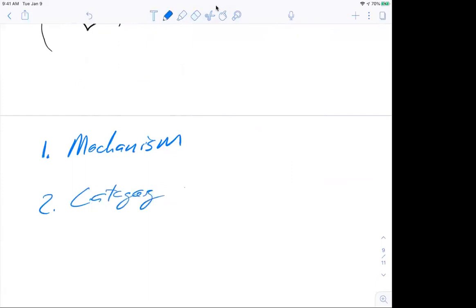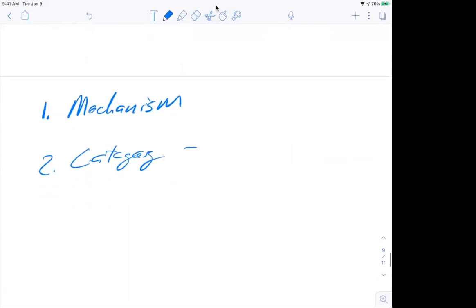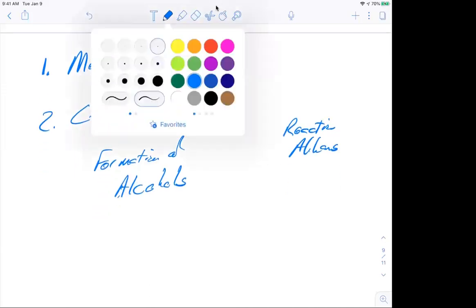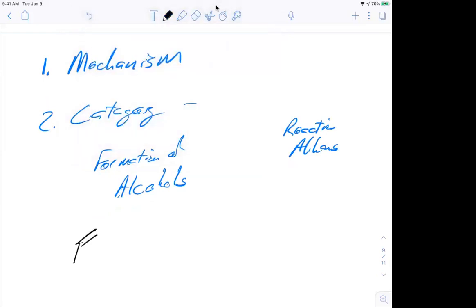Right? So what we see here today is formation of alcohols, and we have reactions of alkenes. Formation of alcohols: I know I have two ways to form an alcohol. I can start with an alkene, add water and a non-nucleophilic acid. Oh, let's put that H on the other side.